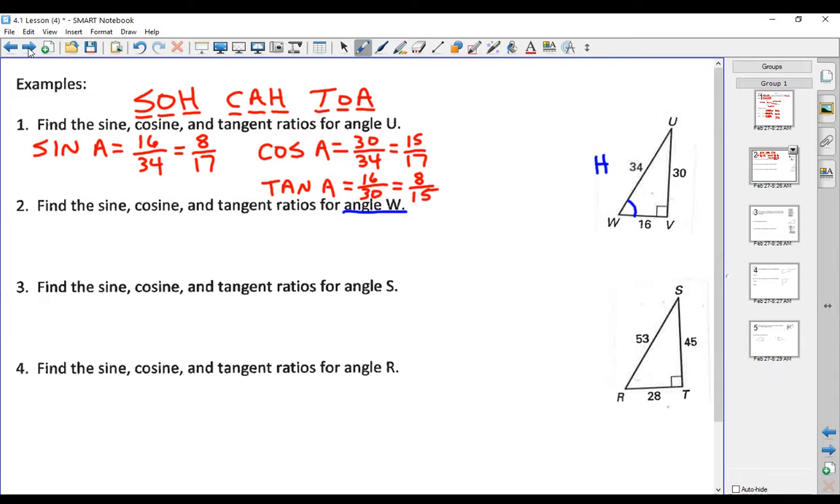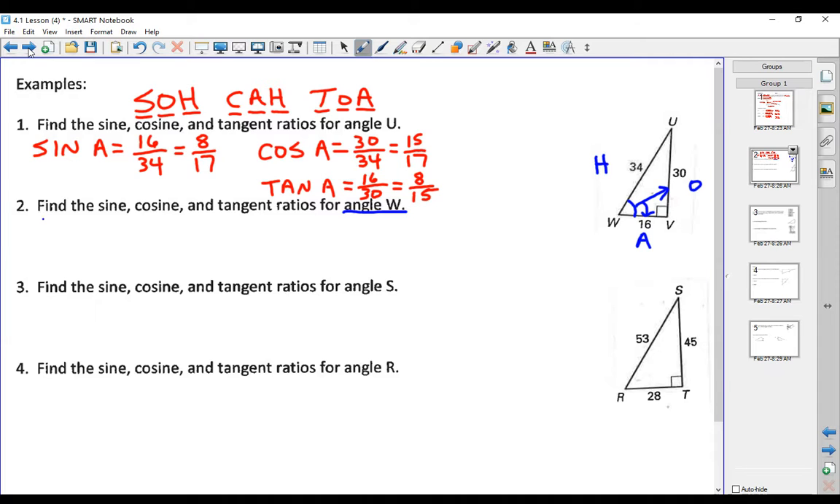Now, the eyeball here is looking at this side over here. That's going to be our opposite side. And now the side right beside the angle is going to be WV, our adjacent side. So notice that when we switch angles, we switch the opposite and the adjacent sides.